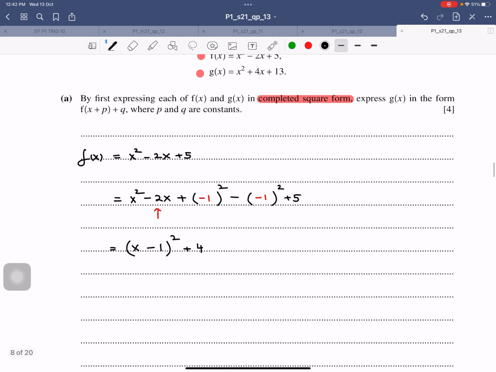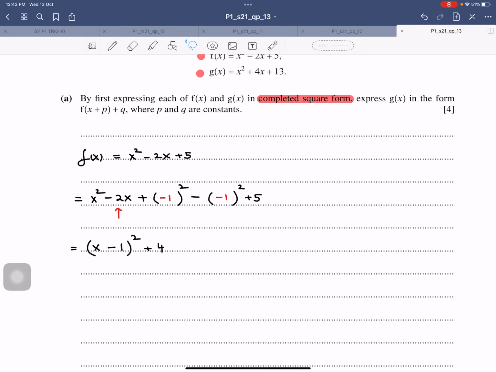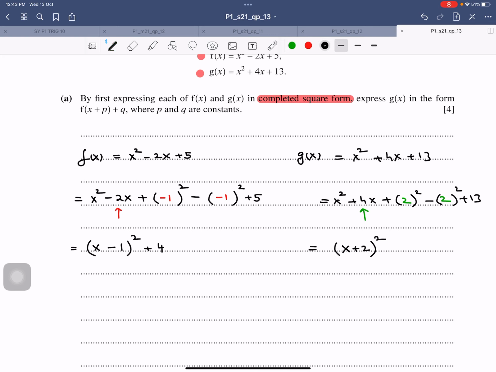This is f(x). Similarly, let me push this to the side first. If I have g(x), which is x squared plus 4x plus 13, that is x squared plus 4x plus bracket squared minus bracket squared plus 13. What goes inside the bracket? Half the coefficient of x. And then you would rewrite this as (x plus 2) whole squared minus 4 plus 13, that is plus 9.